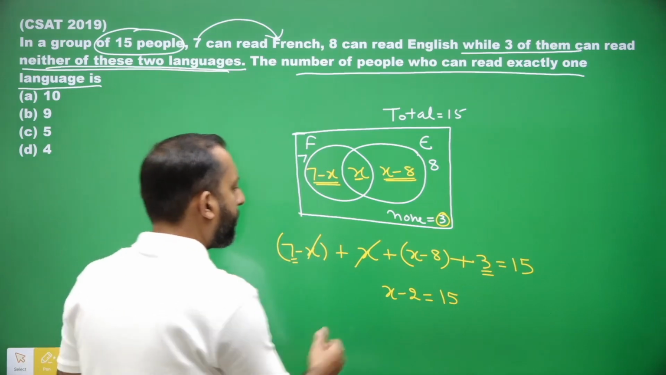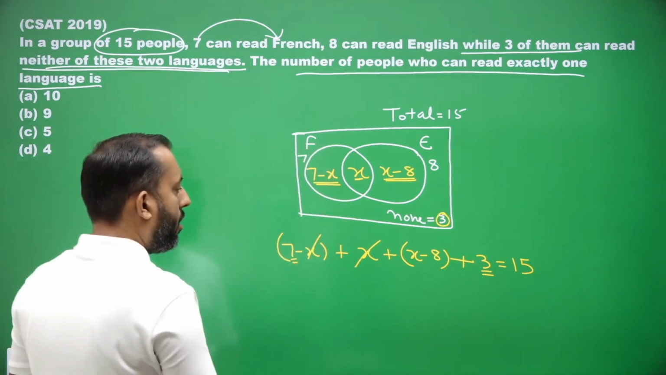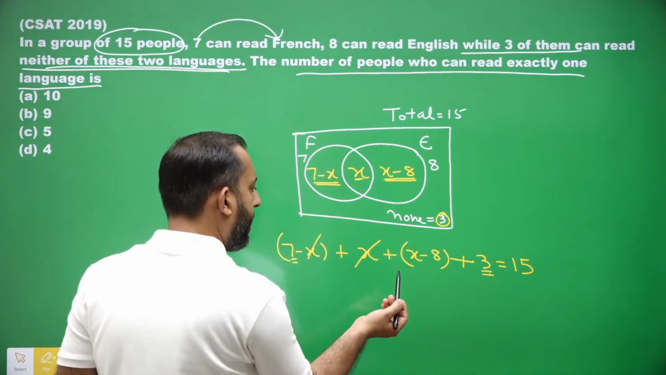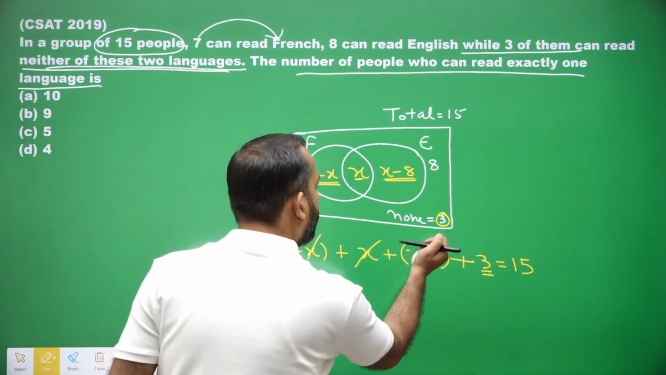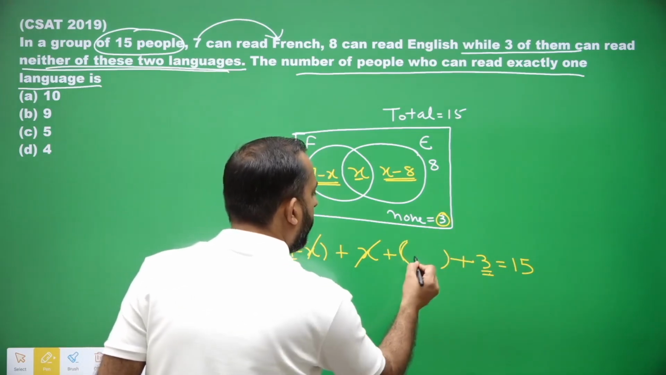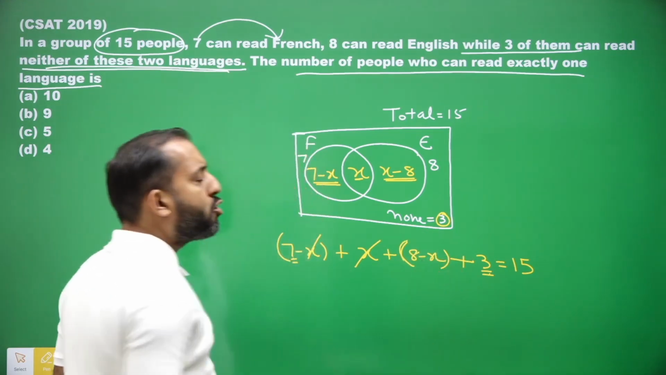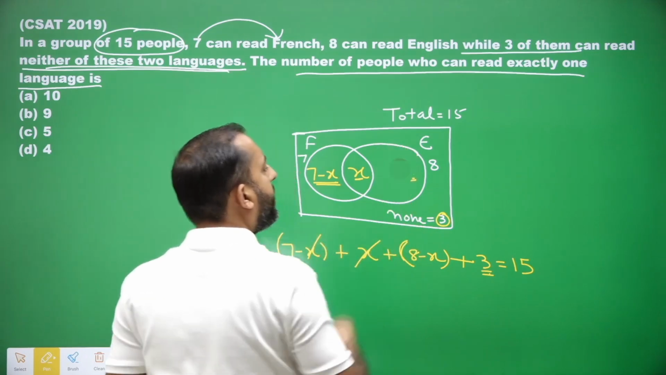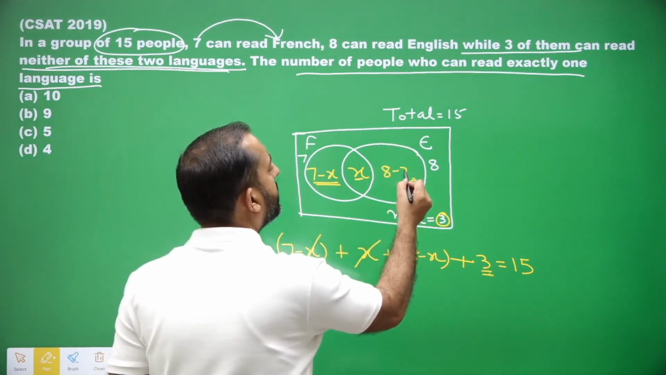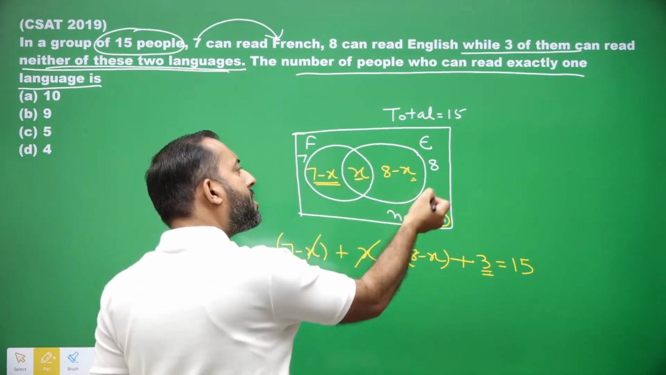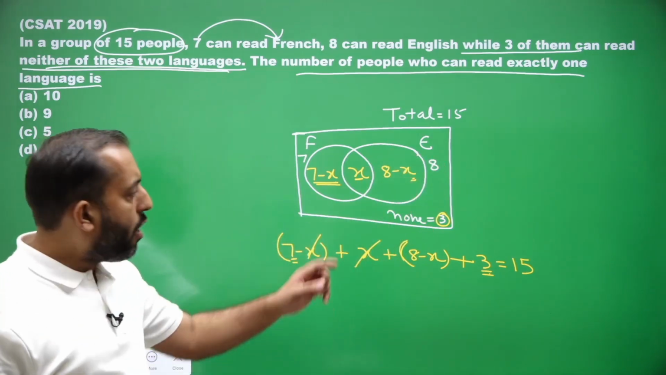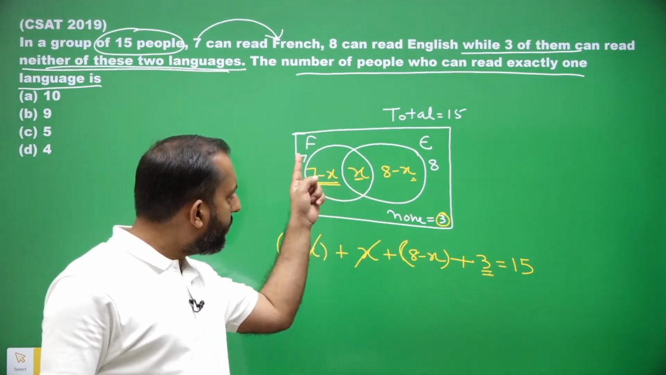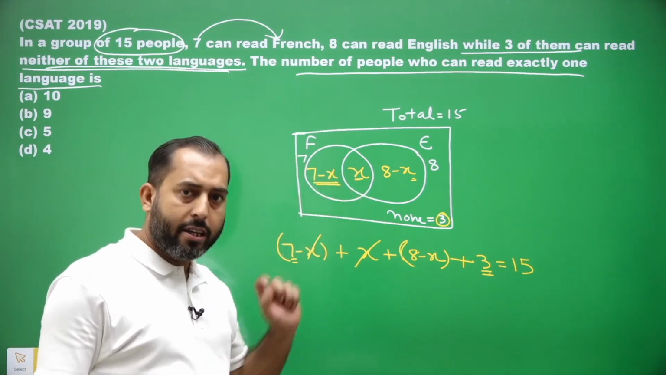I'm really sorry. This should not be X minus 8. This should be 8 minus X. Guys, kindly correct it. This should be 8 minus X, because the value of the entire circle of English is 8, and out of 8, X students can read French also. That is why it should be 8 minus X.